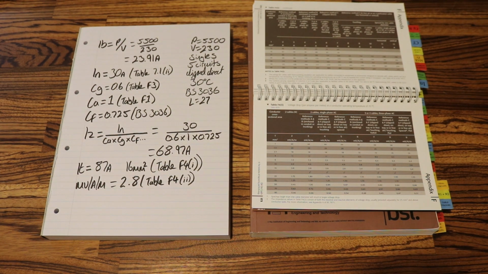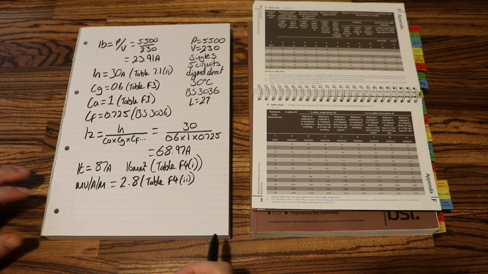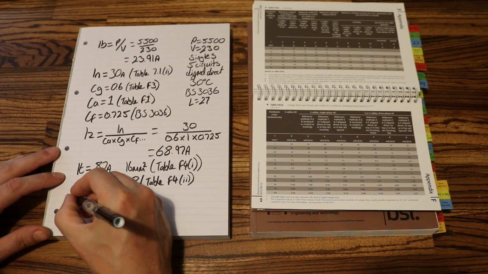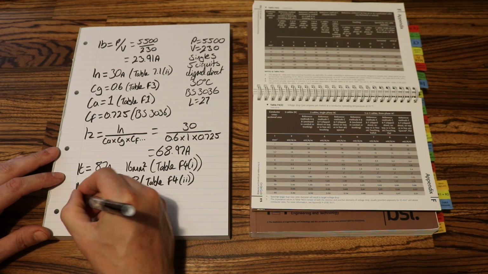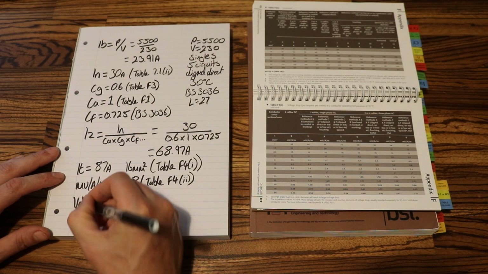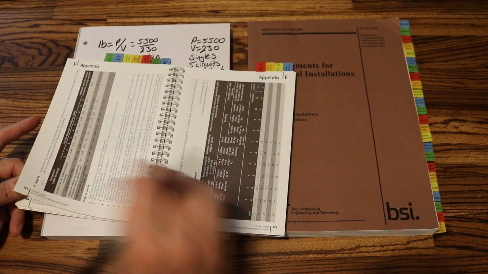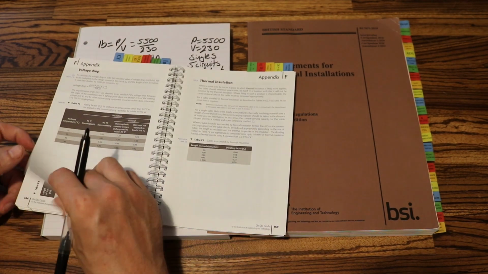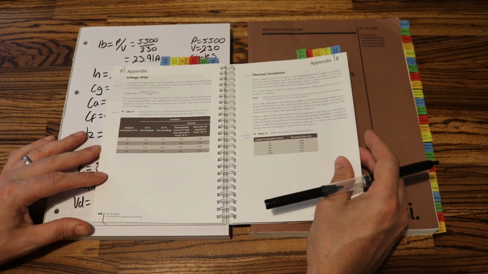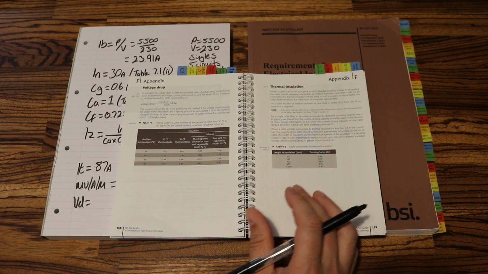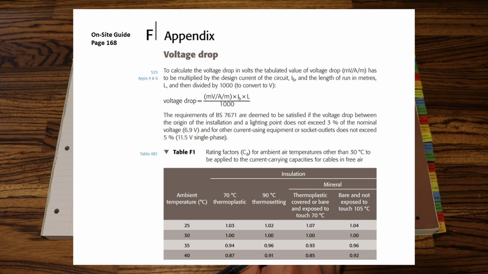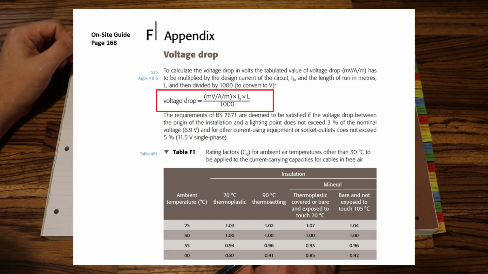And now we're on to volt drop. Our volt drop formula is written on page 168, at the top, where we've got volt drop. It says volt drop equals MVAM times IB times length over 1000.